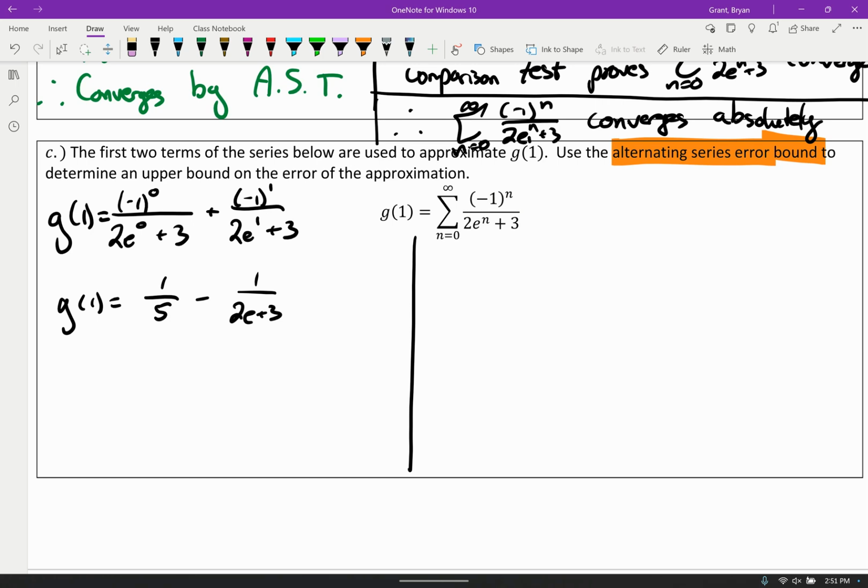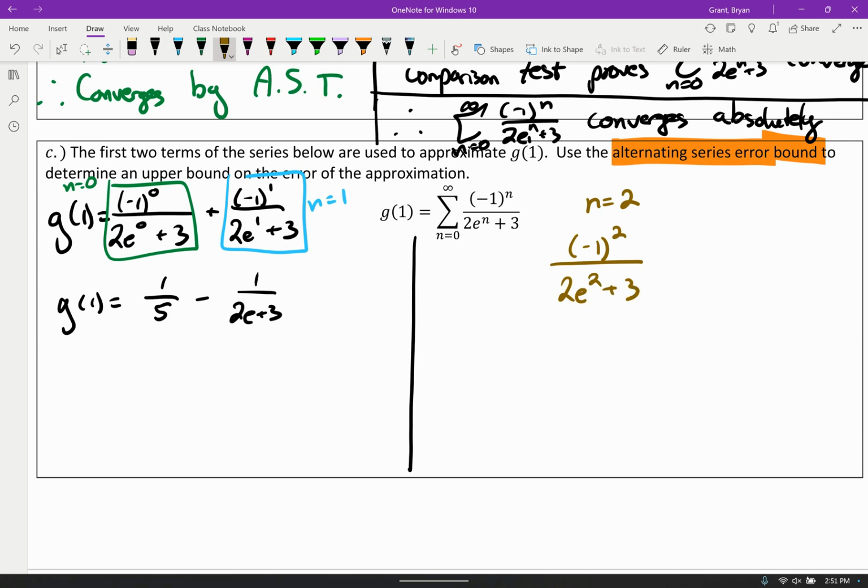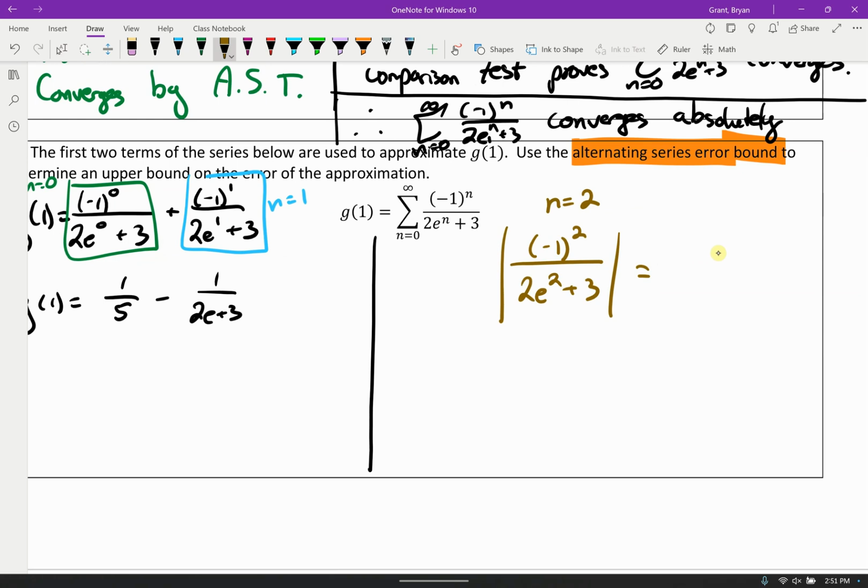So let's find the next term. This first term was created by using n equals 0. This second term was created by using n equals 1. So I need the term that's created by using n equals 2. That will be negative 1 squared over 2e to the second plus 3. And technically, we should probably apply absolute value because error is always positive. Now, we'll find that isn't going to matter in about 5 seconds because negative 1 squared is 1. And then this is 2e squared plus 3, right? We don't really even need the absolute value because that's already positive.